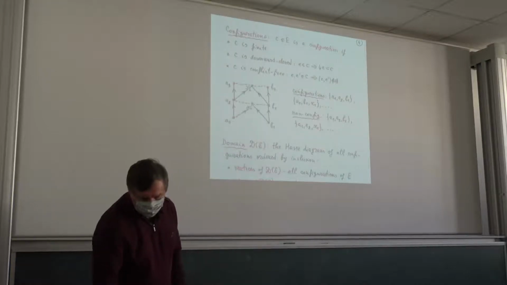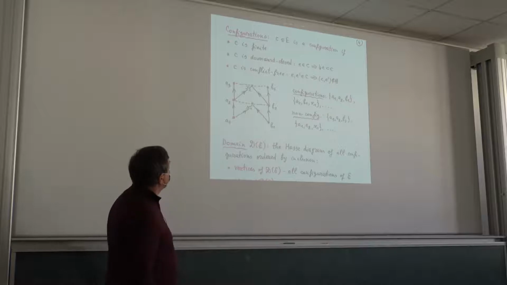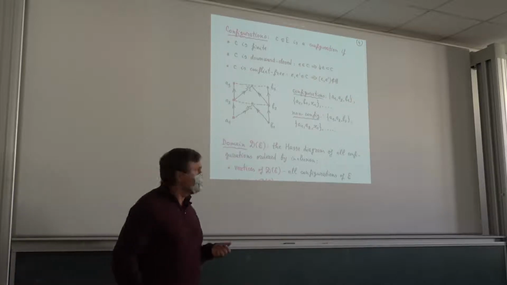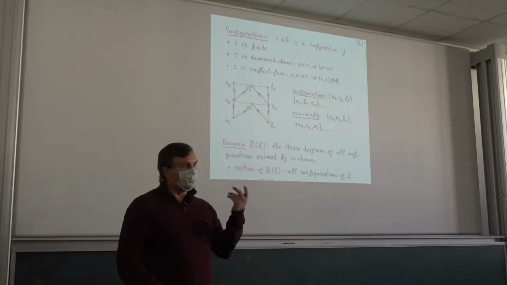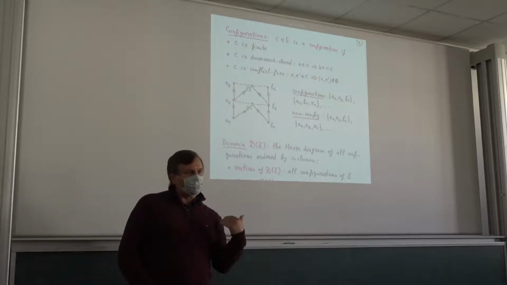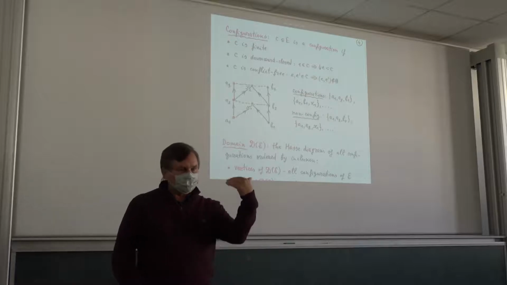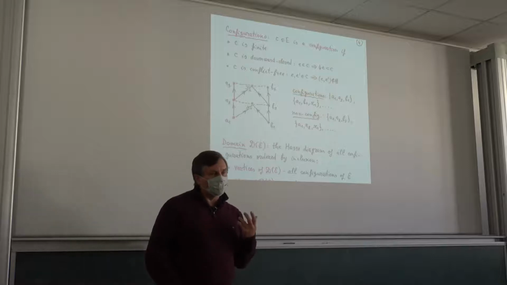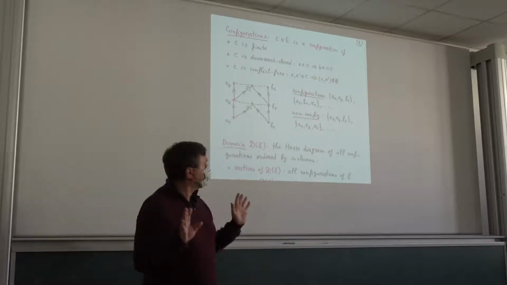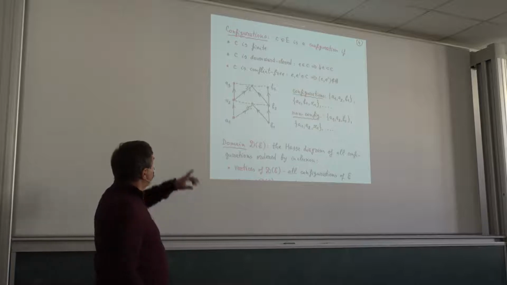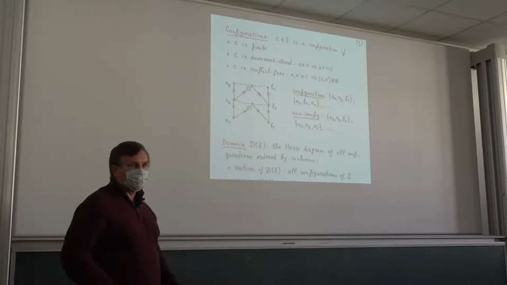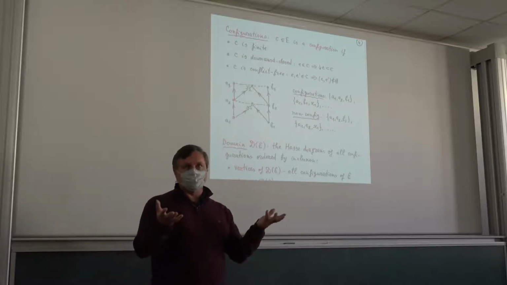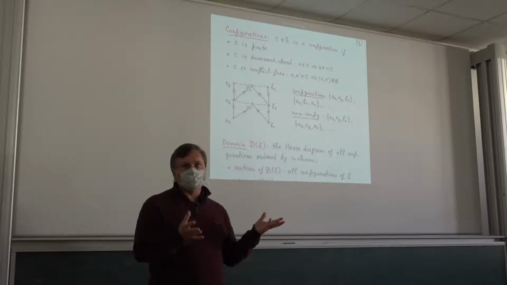An important notion for us is the notion of a configuration. A configuration is a subset of events which is downward closed, so it contains the history of all its events, and which is conflict-free: there are no conflicts between its events. This is the definition of a configuration. Then the domain of the event structure is the set of all configurations ordered by inclusion.